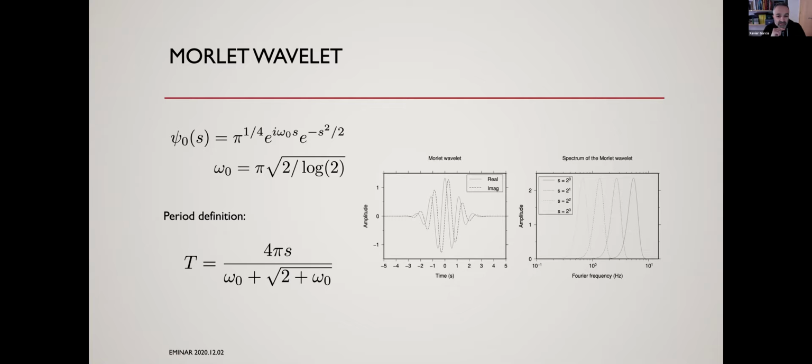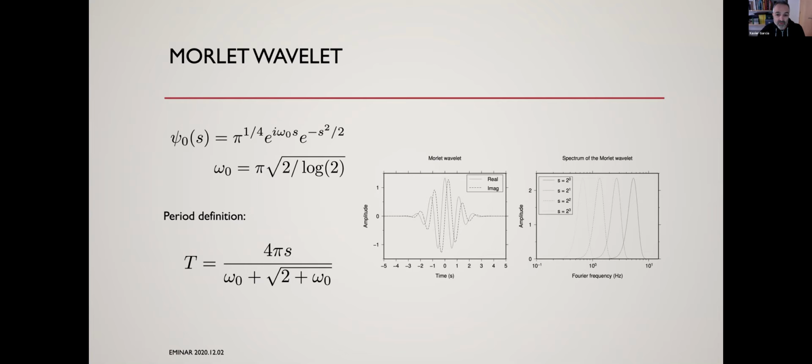On the left, we have the equation for this Morlet wavelet. As you can see, it is simply a sinusoid multiplied by a Gaussian window. The most important thing, and the reason why we use the continuous wavelet transform, is that we have a direct equation to obtain the period from the scale. On the right side, we see the spectrum of the Morlet wavelet, and as we increase the scale, the window slides in the spectral domain, on the frequencies. So we can be studying different aspects of the spectrum.